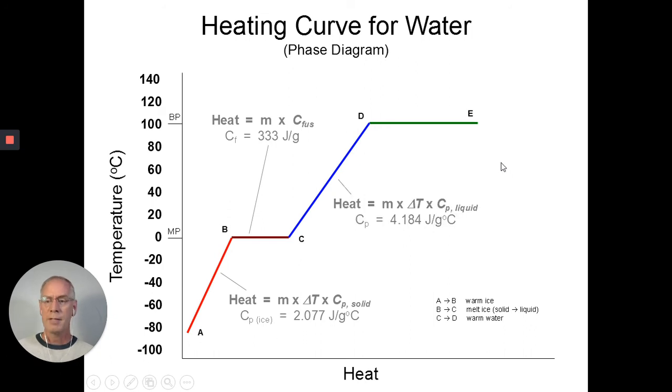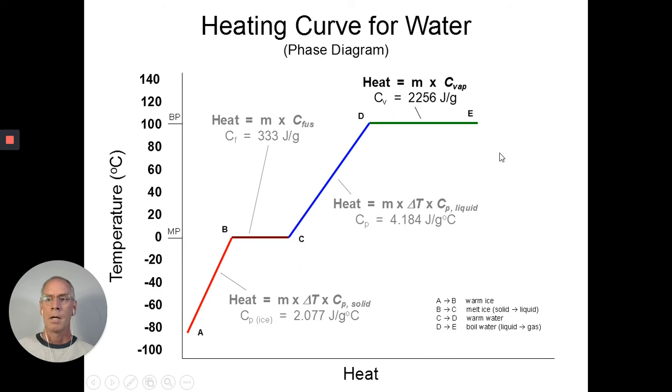So going from D to E, we are boiling the water, changing it from a liquid to a gas. Because we're on a plateau, we're not going to use MCAT. Instead, heat is mass times heat of vaporization, CVAP. And that constant is 2,256 joules per gram. So you can see it takes a lot of energy to boil water, where if you're simply melting ice, it's quite a bit less energy, isn't it?